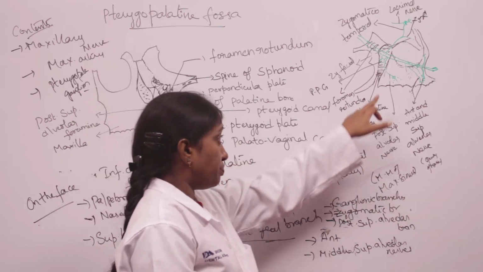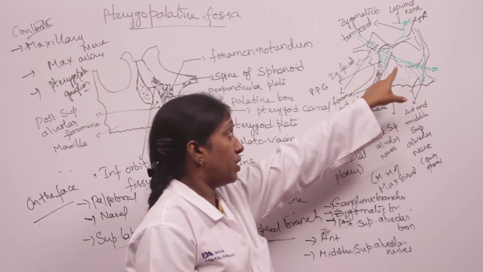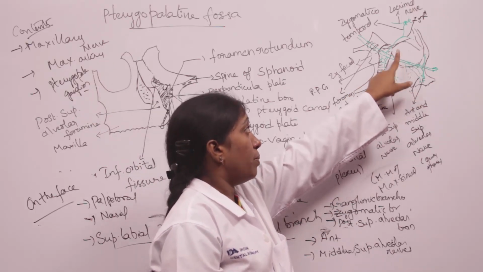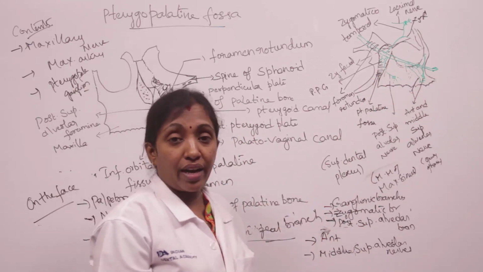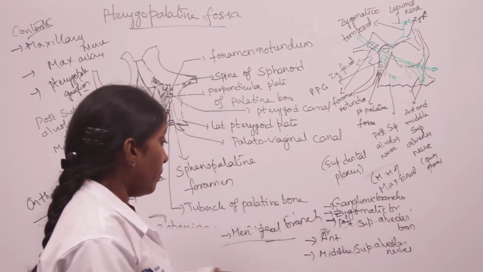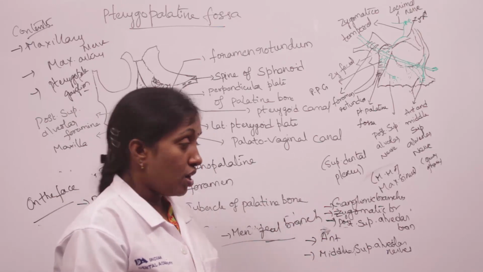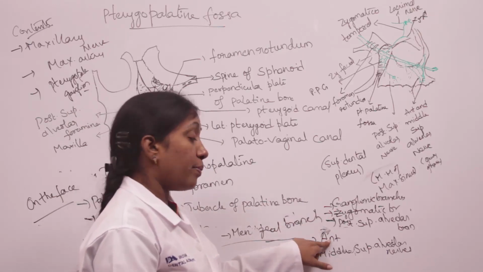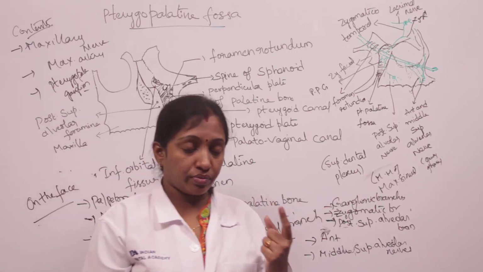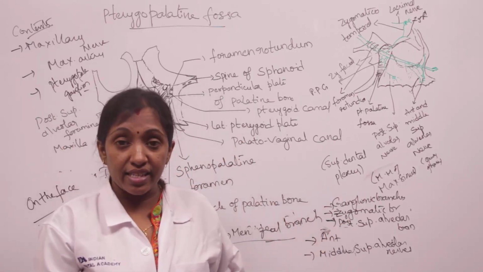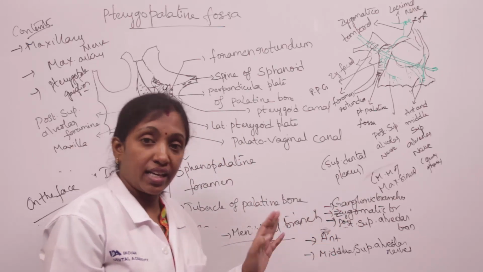And coming to the orbit, what are the branches given by the maxillary nerve in the orbit? The anterior superior alveolar branch as well as the middle superior alveolar branch. The anterior superior alveolar branch supplies the mucous membrane and adjoining gum of the canine and incisor teeth. It divides into dental and nasal branches.